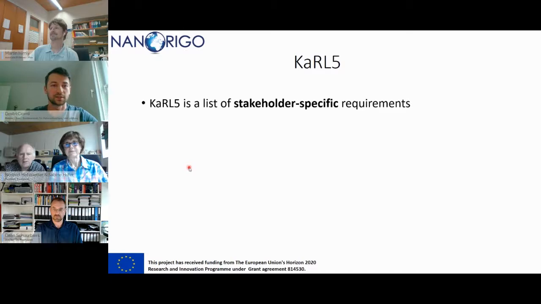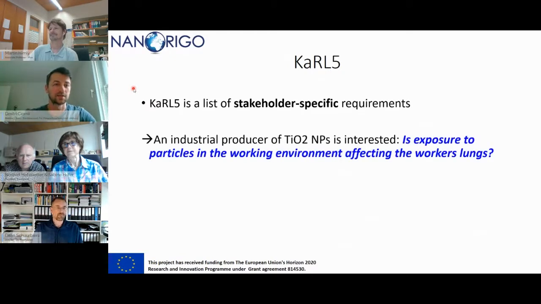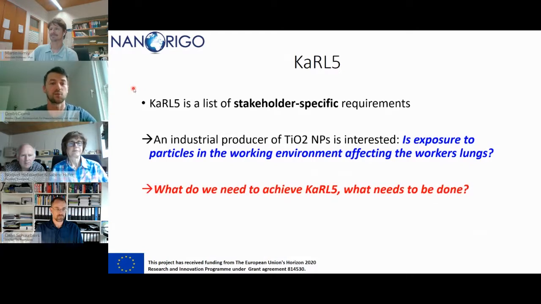So now to visualize KaRLs, KaRL 5, as I mentioned before, is a list of stakeholder specific requirements. Next. Thank you. An industrial producer, for example, produces titanium dioxide, and he's interested whether exposure to particles in the working environment is affecting workers' lungs. So this example has already been in the KaRL presentation. And now what do we do to achieve this KaRL 5? Next, please.